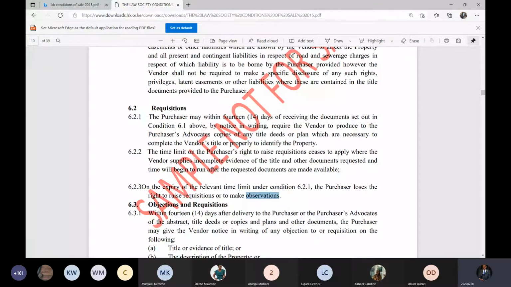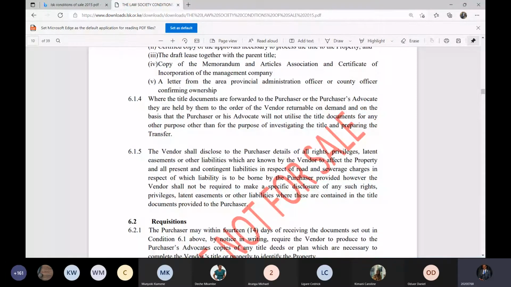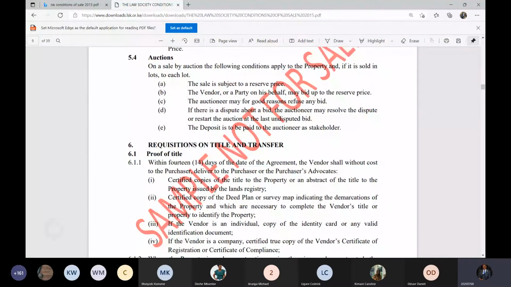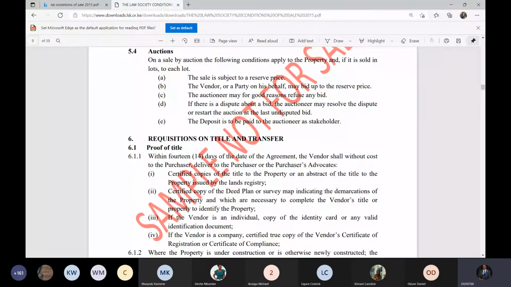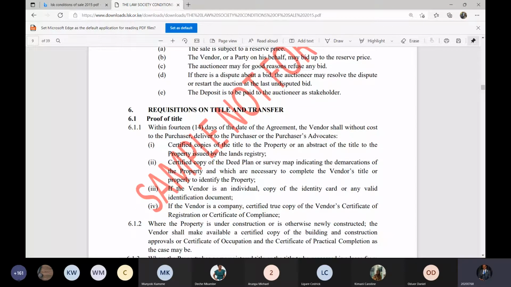So what happens is after 14 days, you have to begin here. Just read condition 6 in general. But what happens is after 14 days of execution of the agreement, the vendor will have to deliver certain documentation to who? To the purchaser or the purchaser's advocates. Certified copies of the title, certified copies of the deed, all these documents that you can see on my screen. Within 14 days of the agreement, the vendor will deliver these things to the purchaser.